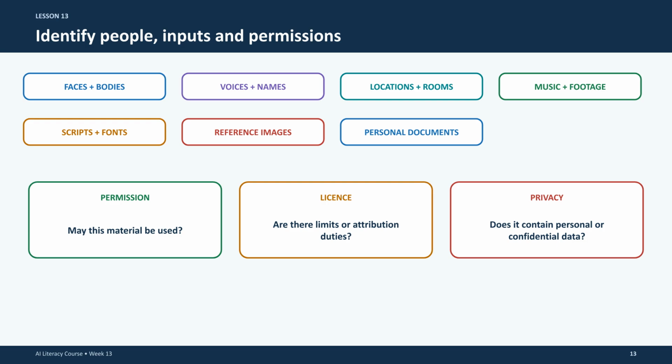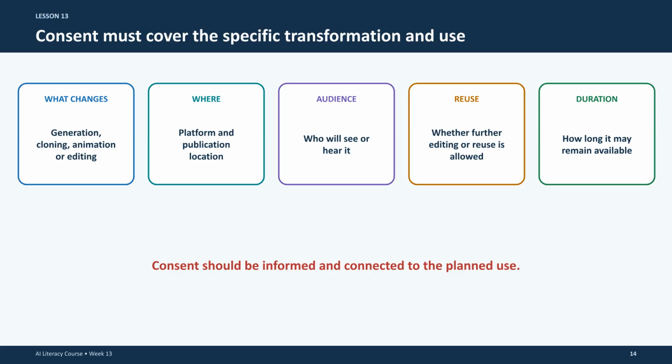Identify all people and inputs involved, including faces, voices, and even fonts or locations. You must consider permissions, licenses, and privacy. Ask if the material can be used, and if you could achieve the same goals using less sensitive information. Consent must be informed and tied to the specific use. A person needs to know what changes are happening, where the media will appear, and who will see it. General permission is not the same as agreeing to specific, potentially sensitive transformations.